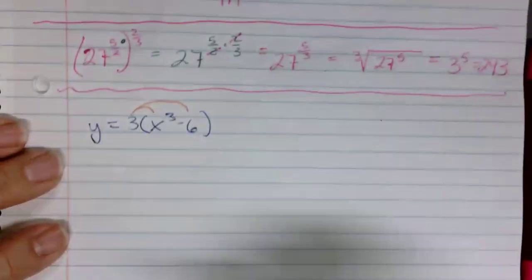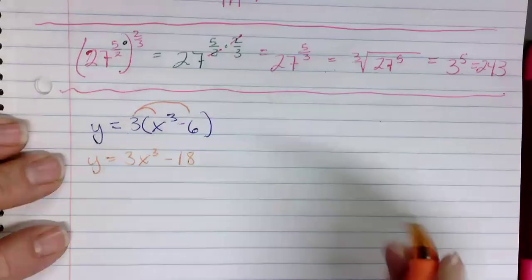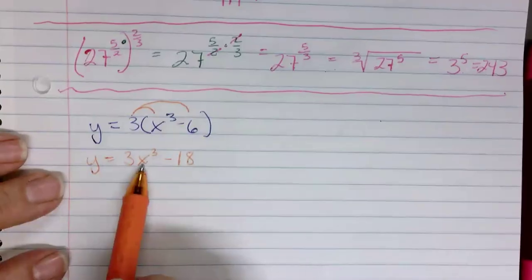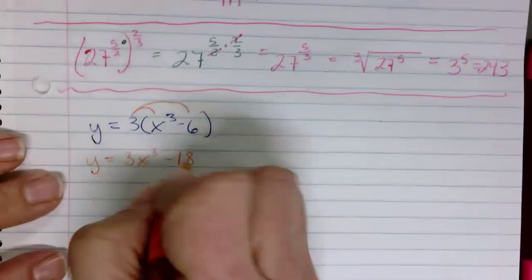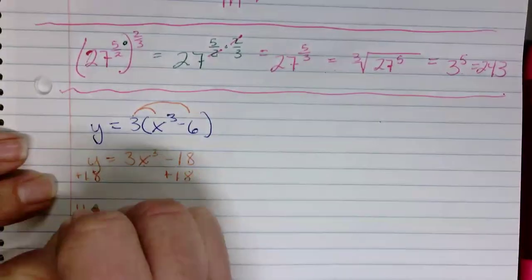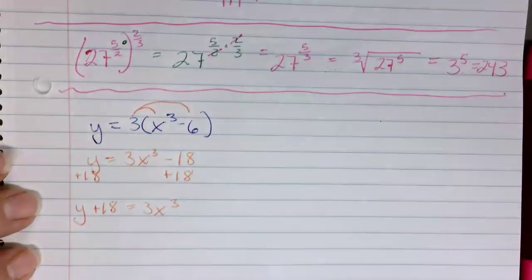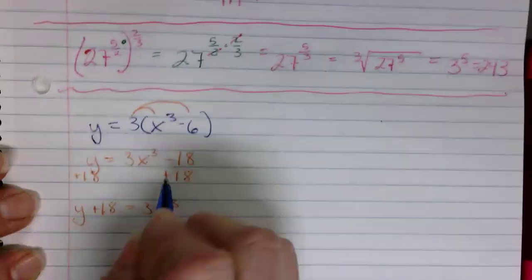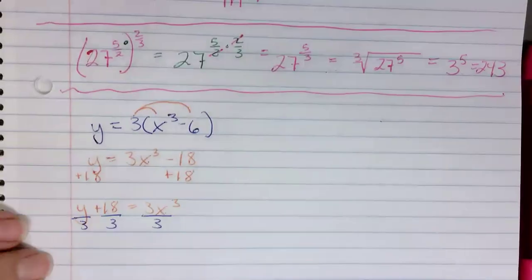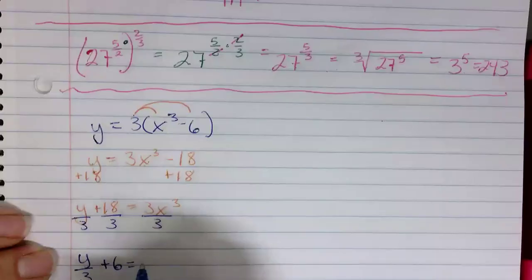All right. So we get y equals 3x to the 3rd minus 18. 3 times 6 is 18. I need the x by itself, so I want to get rid of other stuff first. I'll get rid of the negative 18 by adding 18 to both sides. So now I have y plus 18 equals 3x cubed. Now I need to get rid of the 3 by dividing each term by 3. So we get y divided by 3 plus 6 equals x cubed.